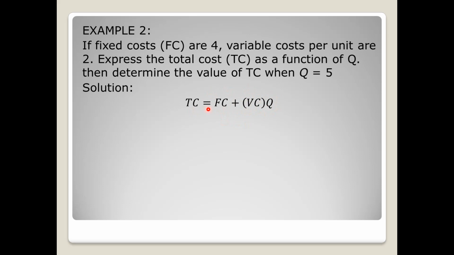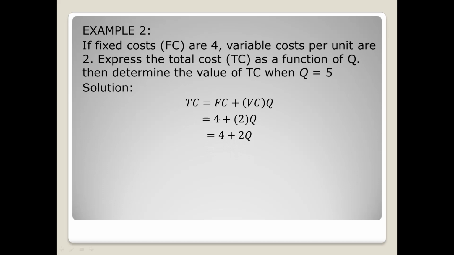So what we need to do now, we have to substitute FC by 4, and VC we have to substitute by 2, because the variable cost per quantity is 2. So we replace VC by 2 and multiply it by Q. So 4 for FC, for VC it is 2, and we multiply it by Q, we will get this expression for the total cost, 4 plus 2Q. This is the total cost as a function of Q. It depends on Q.